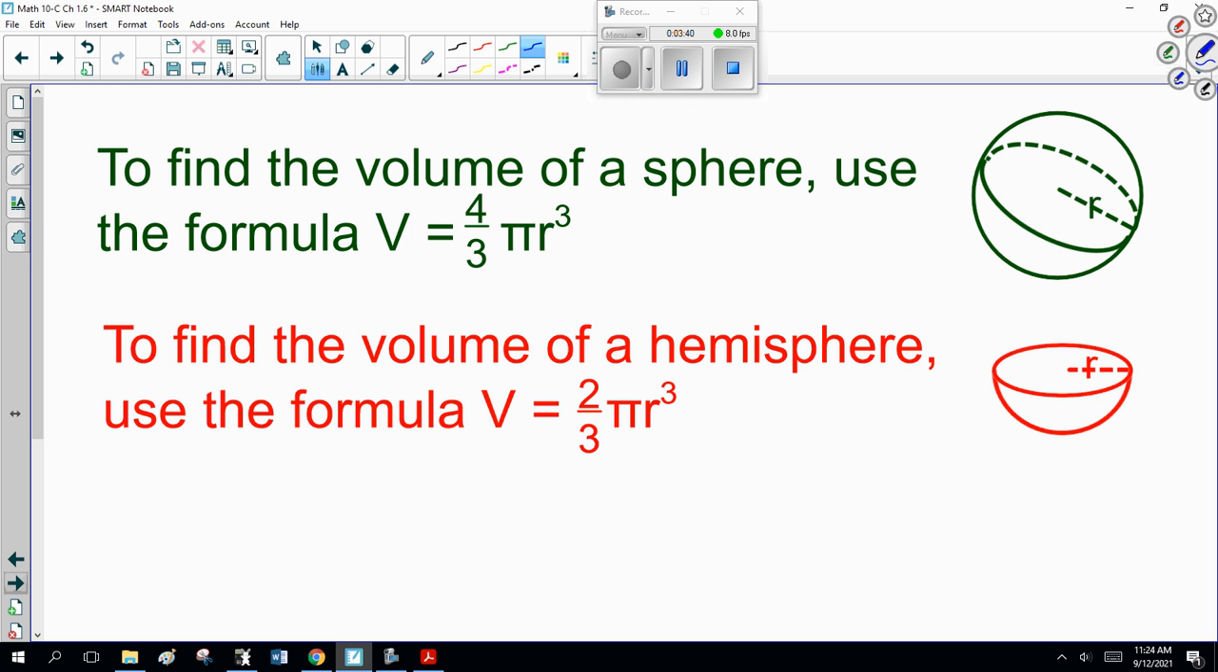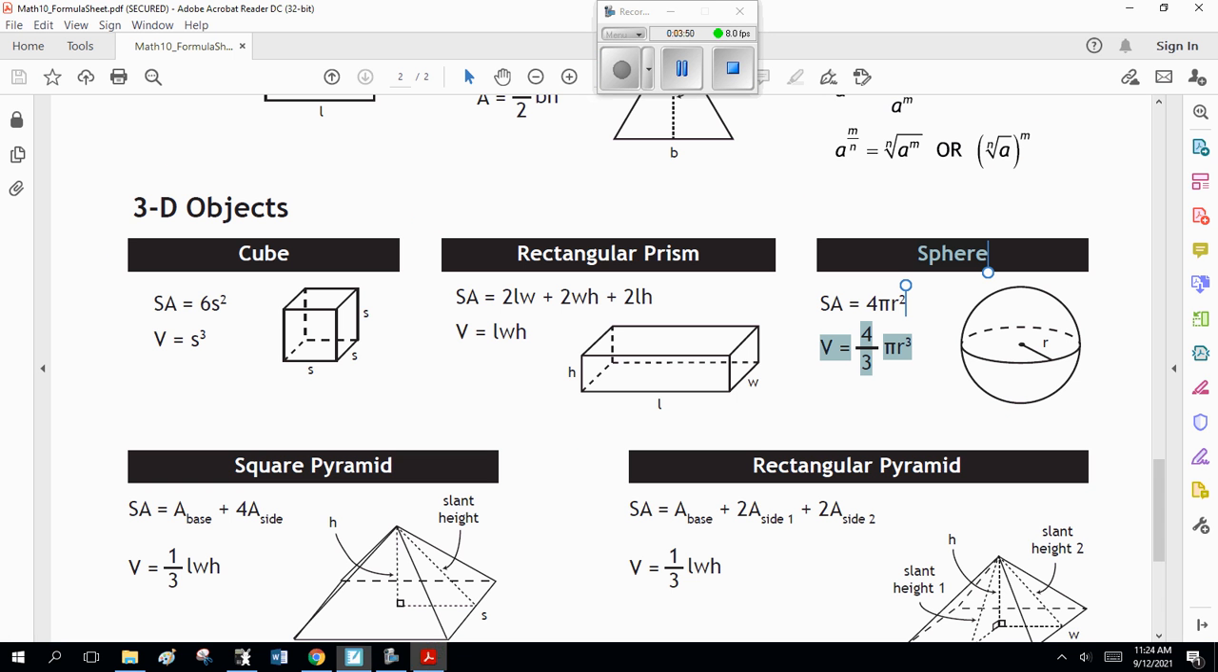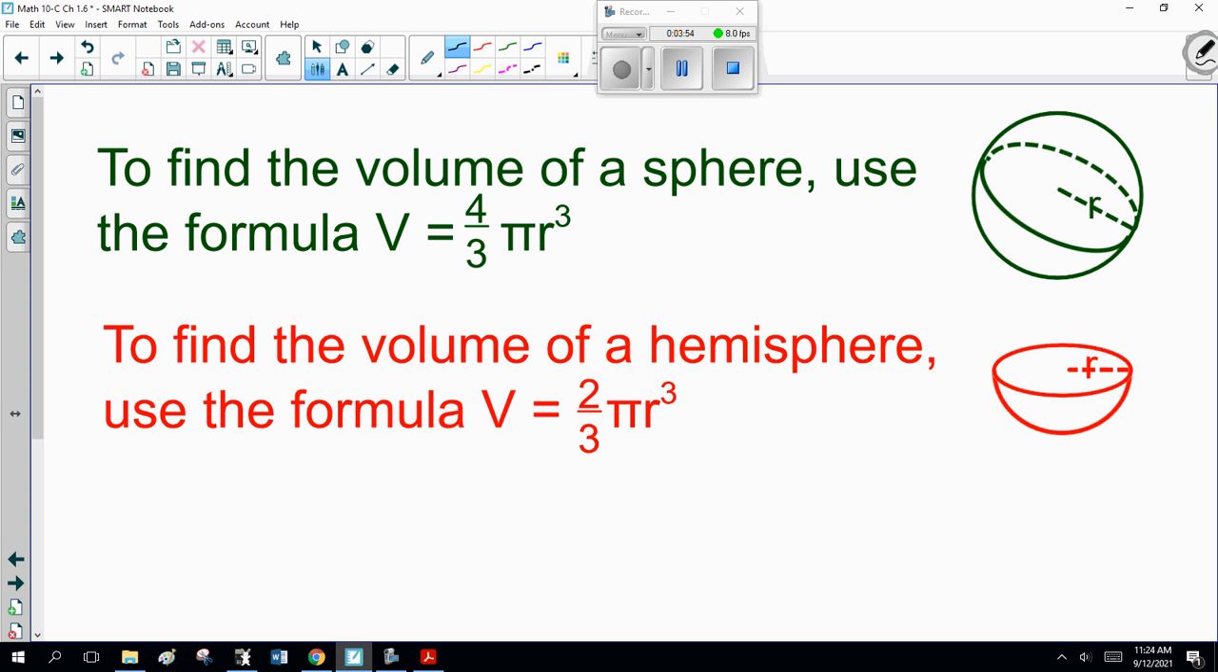Now, moving on to volume. To find the volume of a sphere, use the formula: volume is 4/3 πr³. That is right on your formula sheet here. Note, to find the volume of a hemisphere, use the formula 2/3 πr³. This formula is not on your formula sheet. You're going to have to write it out somewhere. So pause the recording, make a note of it on your formula sheet sometime today, please. Okay?